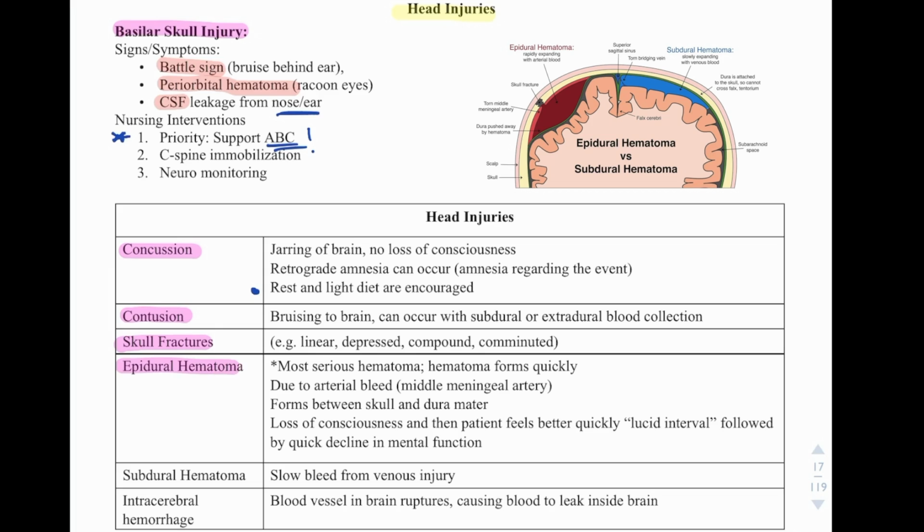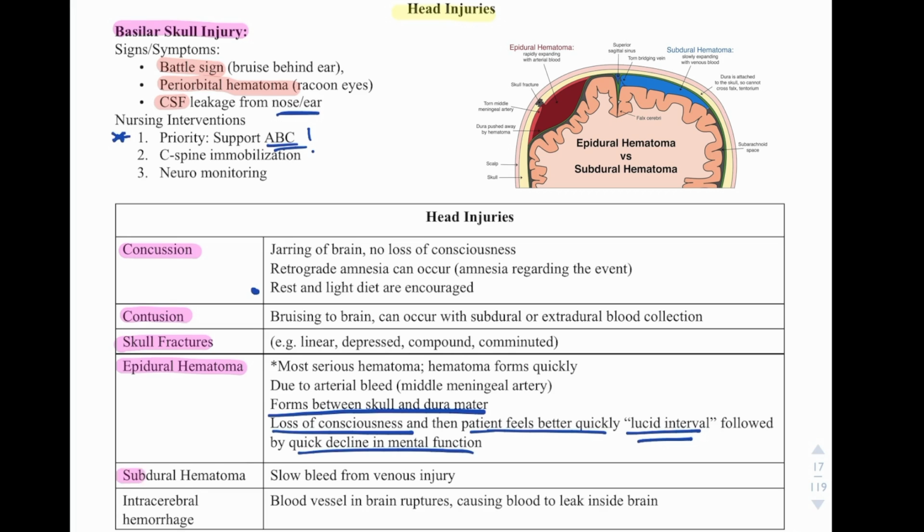We have epidural hematoma. This is the most serious hematoma. A hematoma forms quickly. So this is the blood forming inside of the skull. So due to an arterial bleed, it could be the middle meningeal artery. It forms between the skull and the dura mater. There is a loss of consciousness and the patient may then feel better quickly, where they have a lucid interval followed by a quick decline in mental function.